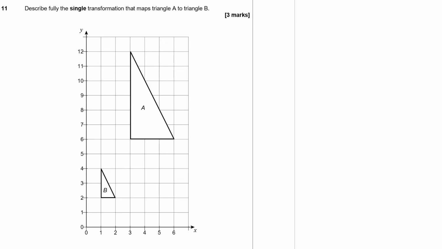So we need to know what that scale factor is, and we also want to know where the centre of enlargement is. Now to find the scale factor, we just need to find 2 sides that match and compare them. So let's have a look at that side compared to that one. This side is of length 3, this side is of length 1. So my triangle B is 1/3 of the original length. So the scale factor is going to be 1/3.